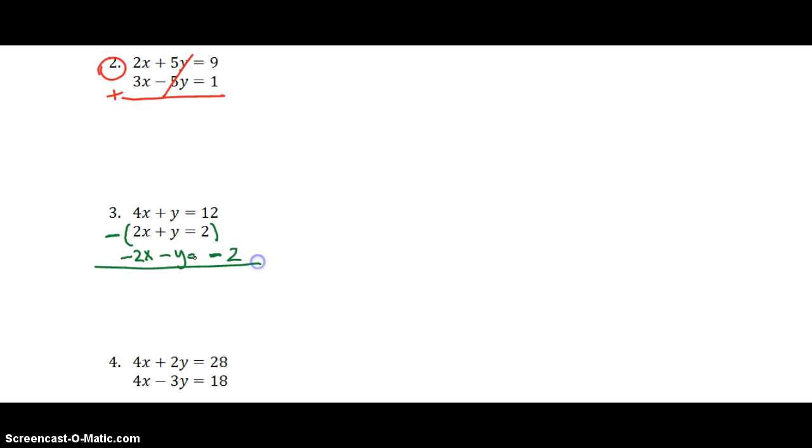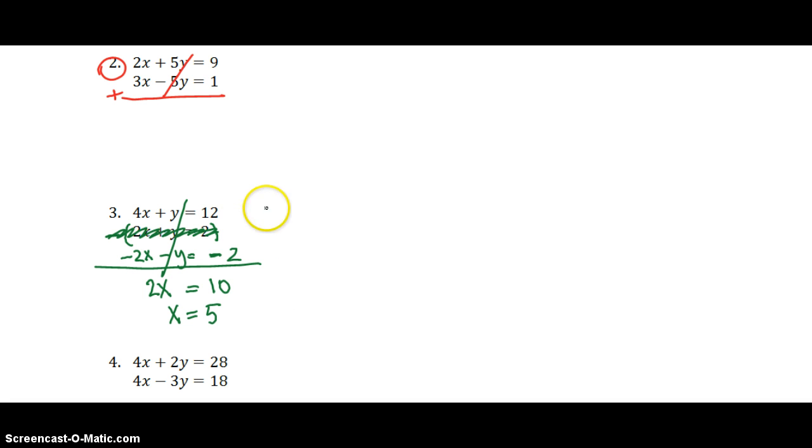So now when I add the two together, I'm no longer looking at this equation because I have changed all my signs to make it subtraction. My y's now eliminate, and 4x minus 2x leaves us with 2x, and 12 minus 2 is 10, so x is going to be 5.